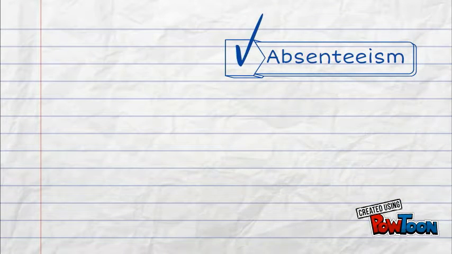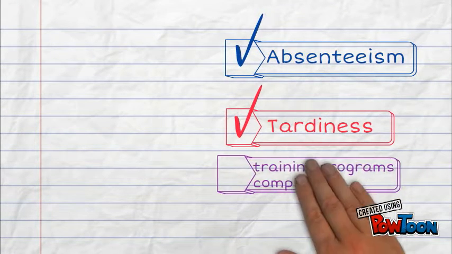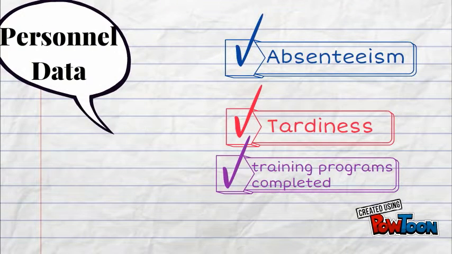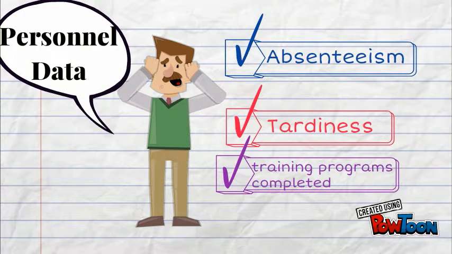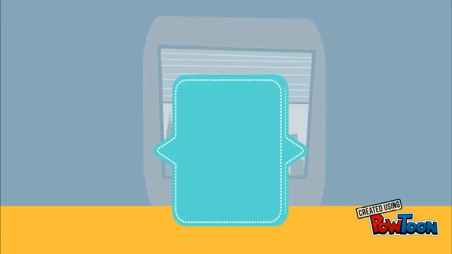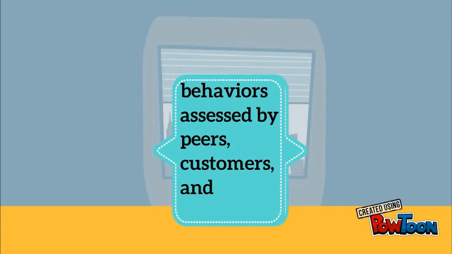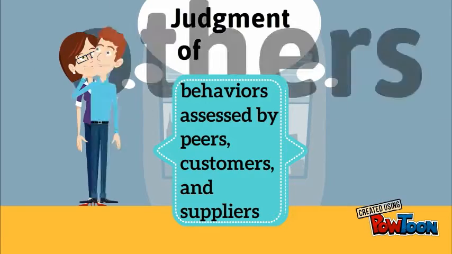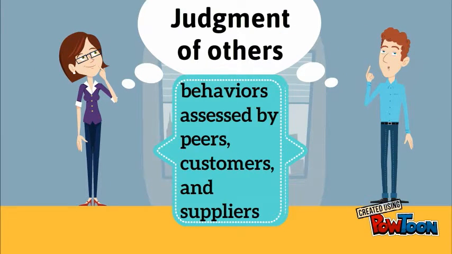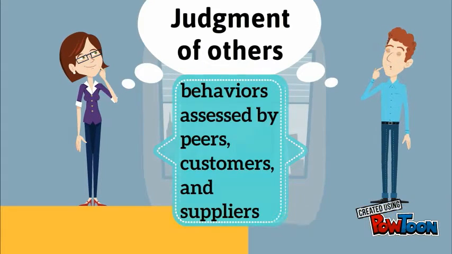Personal data is a type of information found in an individual's personal file. It includes absenteeism, tardiness, training program completed. Except for critical incidents, these data are directly observable and can be reliably measured. Many of the spontaneous and innovative behaviors that are important to organizational effectiveness can only be assessed by the judgment of others and ought to be obtained in every evaluation.